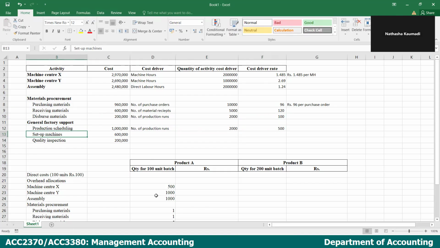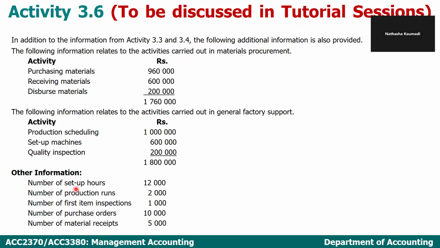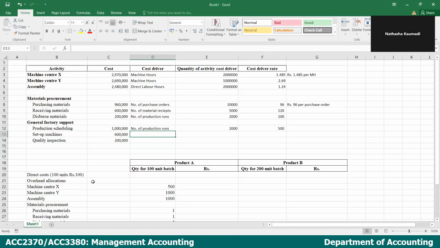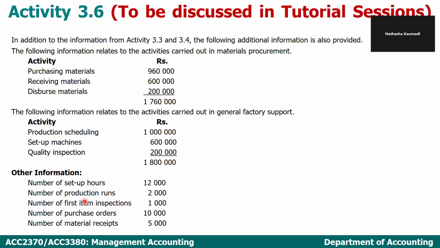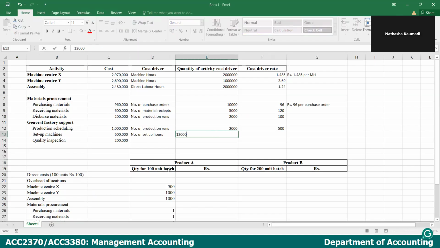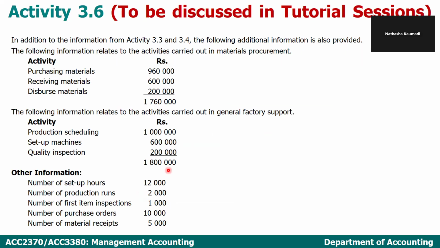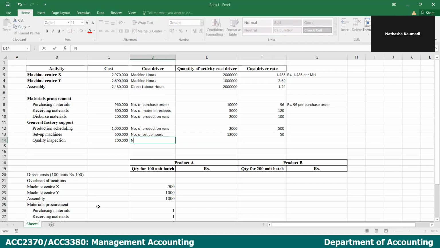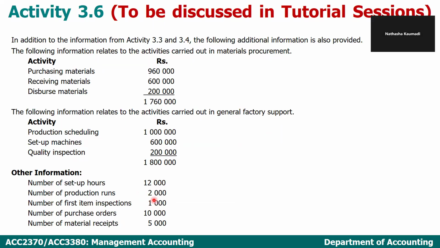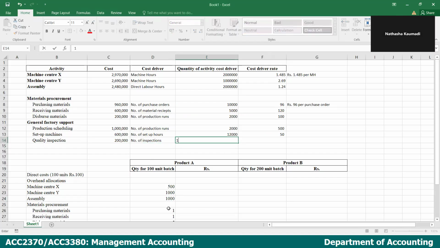What about setting up machines? That cost is direct because you have number of setup hours given. Number of setup hours, 12,000 hours. And it is 50 rupees per setup hour. And then quality inspection, it is also direct. You have number of first time inspections, I'm just writing inspections. How many inspections are there? 1,000. Right, the cost is 200 rupees per inspection.